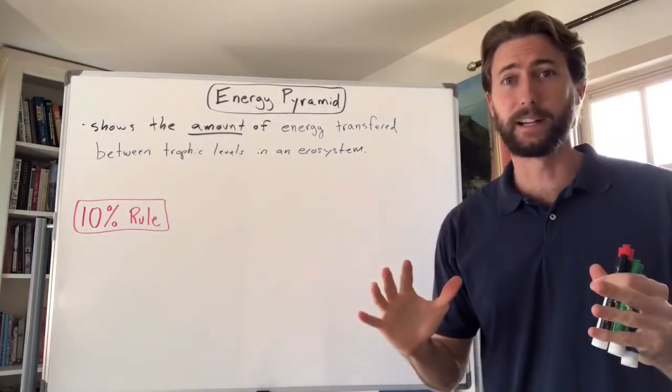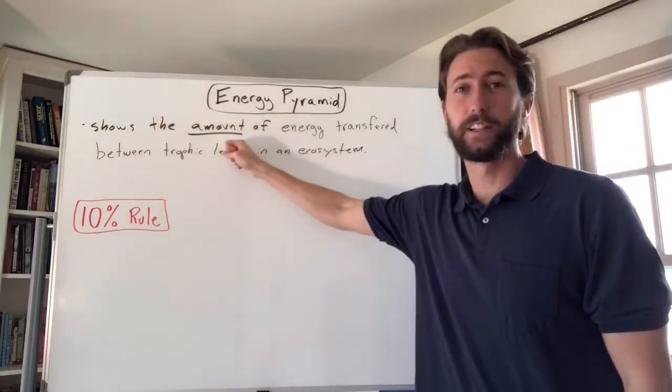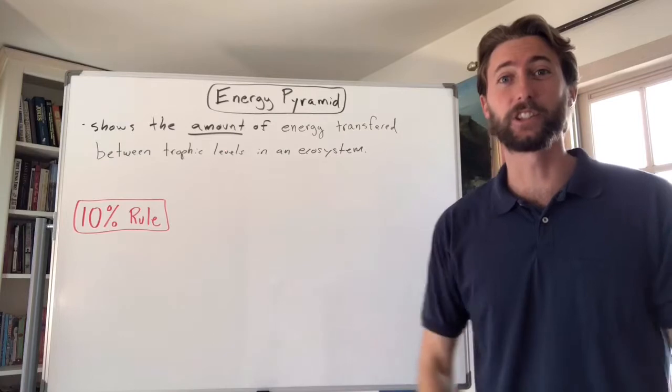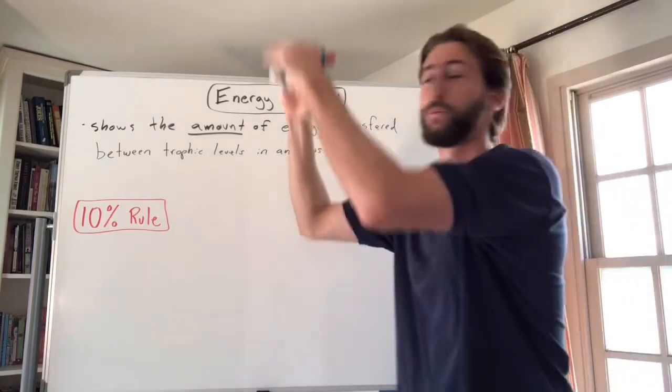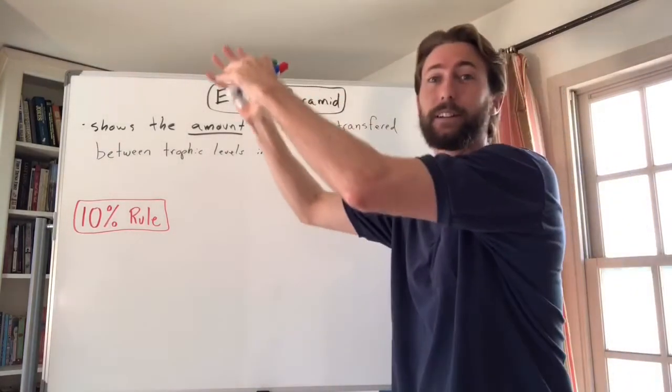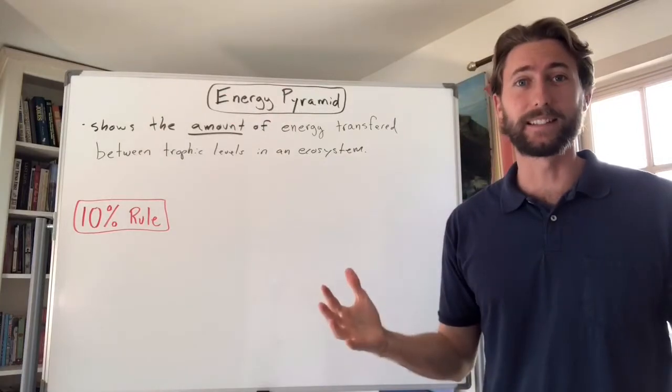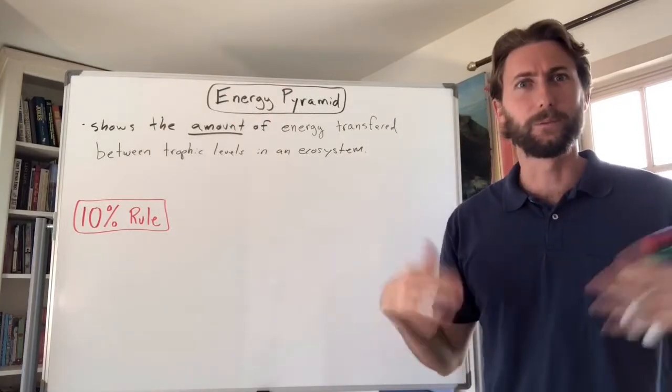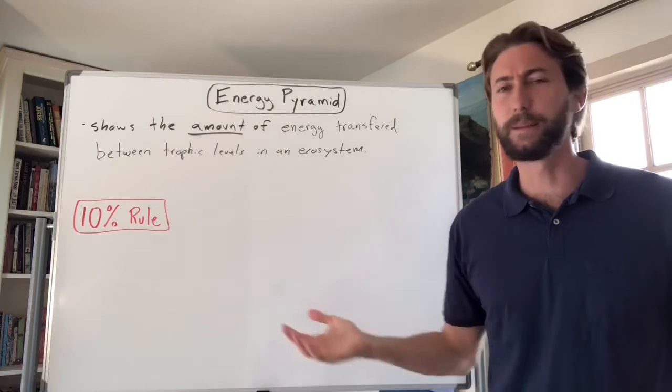The crazy thing to think about, guys, is that energy transfer in an ecosystem is really inefficient. Not all the energy makes it from one trophic level to the next trophic level. Actually, only about 10% makes it to the next level. That's wild. Why is it so inefficient? Why is only 10% transferred?